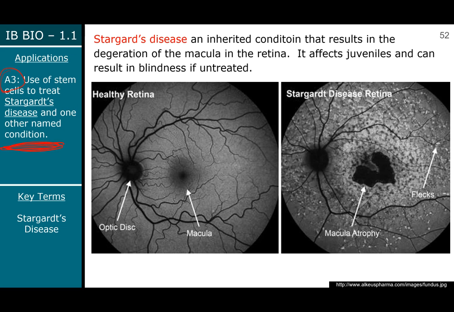So Stargardt's disease is an inherited condition that results in the degradation of the macula in the retina. So this is in the eyeball. It affects juveniles, and it can result in blindness. You can see there's actually a hole that deteriorates, macular atrophy. There's a hole that degenerates around the macula. You can see these flecks where it's starting to thin out and degrade until eventually it gets so thin it tears and you see this big hole.